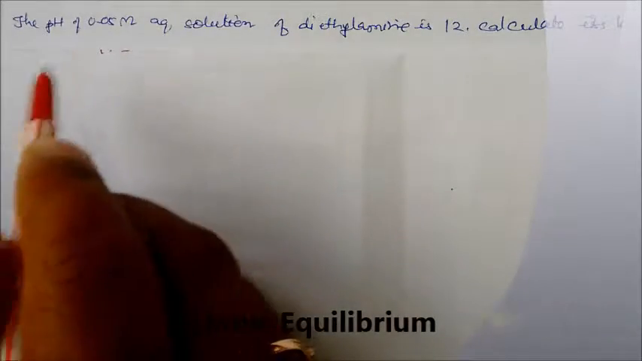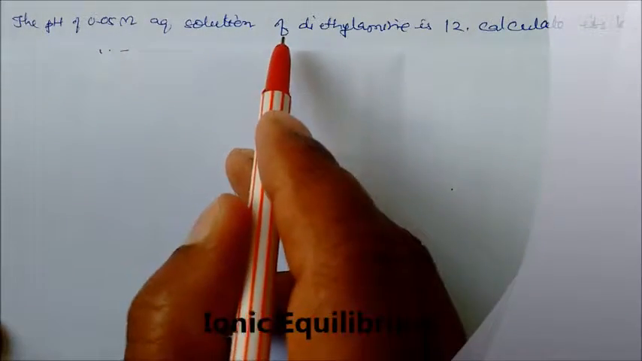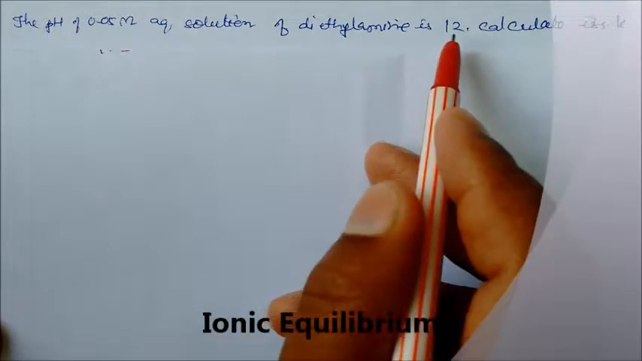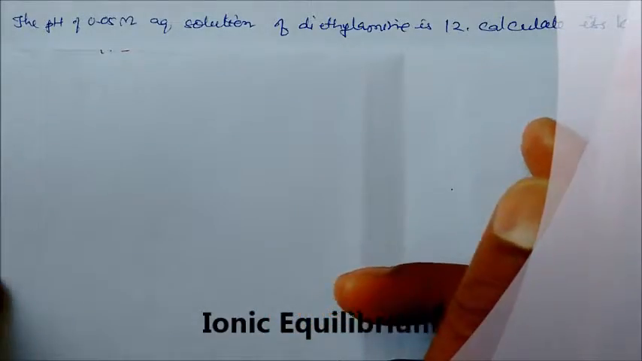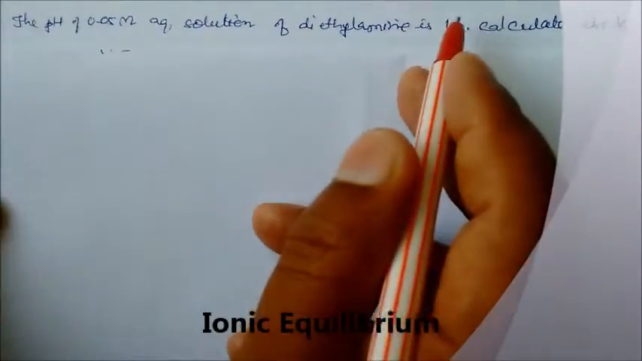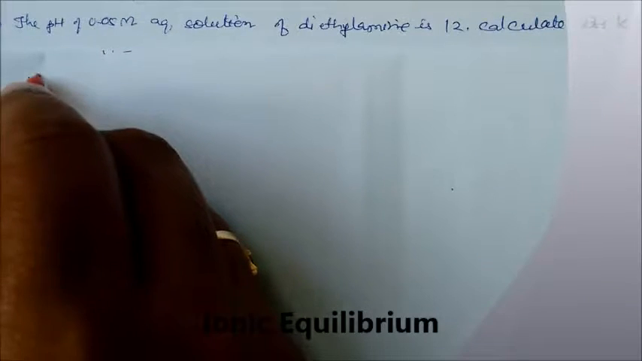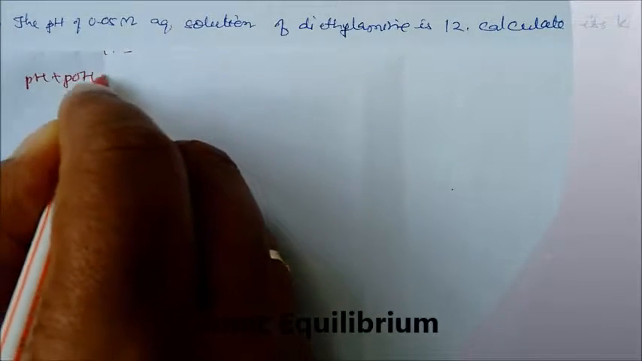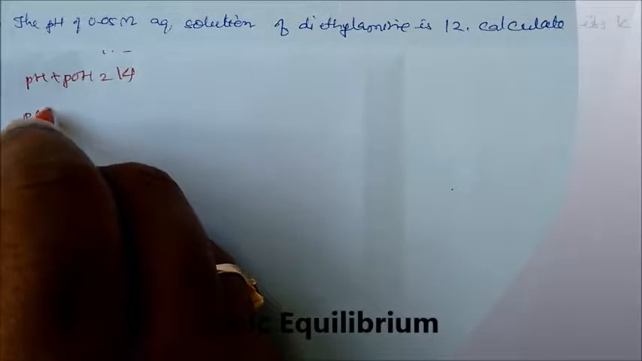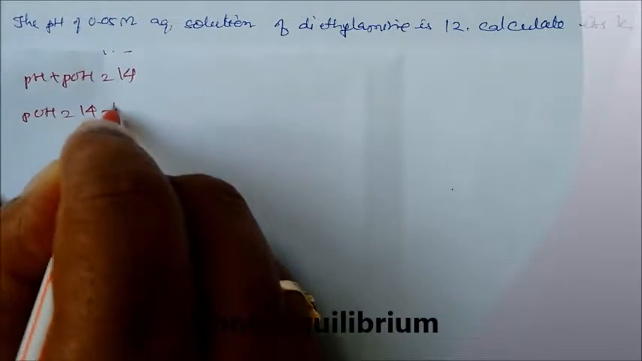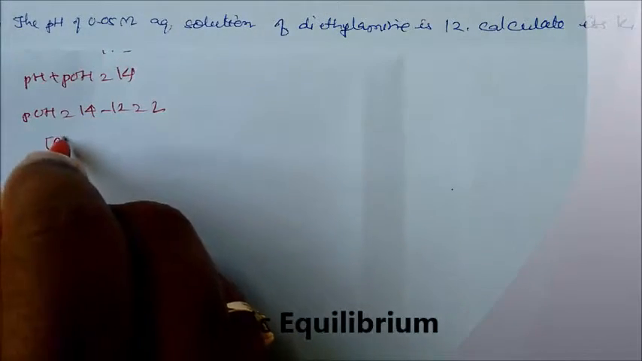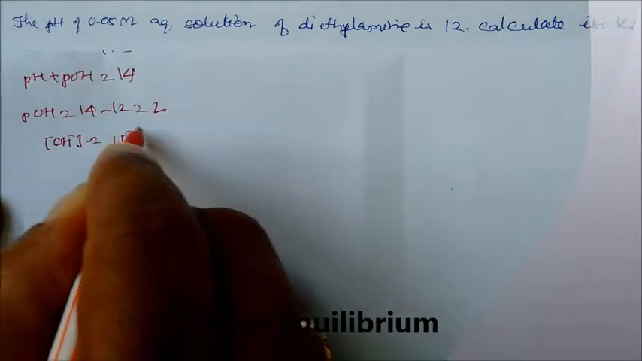The pH of the 0.05 molarity aqueous solution of diethylamine is 12. Calculate its Kb. So from here we have to find out the OH concentration. So pH plus pOH equal to 14, or we can say pOH is equal to 14 minus 12, that is 2. So the concentration of OH is how much? 10 to the power minus 2.